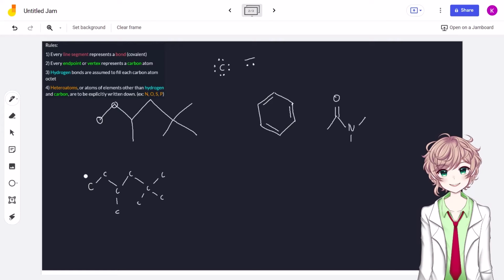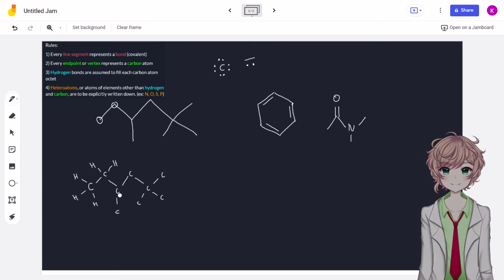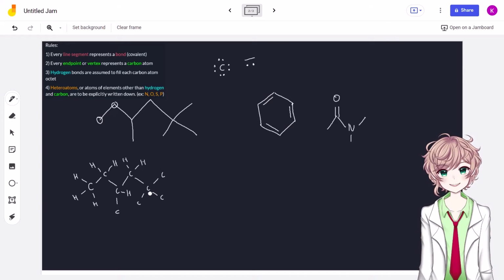It's implied that every carbon in this molecule has a filled octet. So in this case, we imply that this carbon has 3 hydrogens. So 1, 2, 3, 4, 5, 6, 7, 8 electrons. So this octet is filled. Let's look at this carbon. 2 bonds, 4 electrons. So we add 2 hydrogen bonds to it, and so on. This one has 1 hydrogen. This one has 2. This one has none, actually, because it has 4 bonds to carbons and has 8 electrons already. Octet is already filled. You get what I mean.